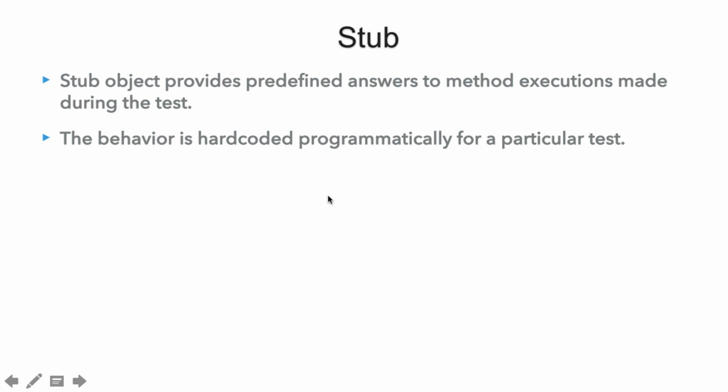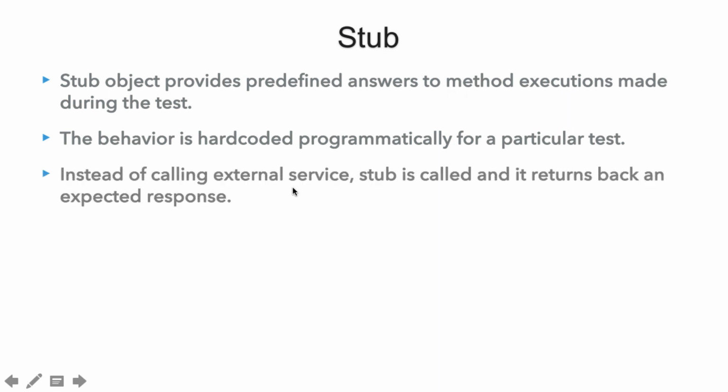Let's say, for example, our class under test is dependent on an external service. Whenever our class under test calls a method on the external dependency, we create a stub of that external dependency. We hardcode the behavior for the method that is called, and instead of calling the external dependency, we call the stub, and whatever response we want, we simply return it from the executed method. So instead of calling the external service, the stub is called and it returns an expected response. That expected response is nothing but our hardcoded behavior.